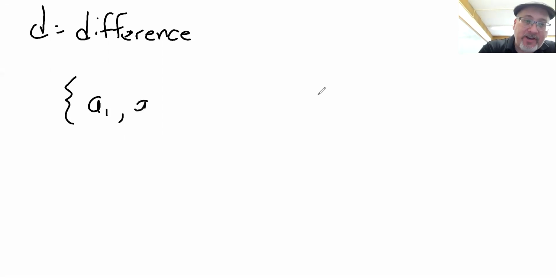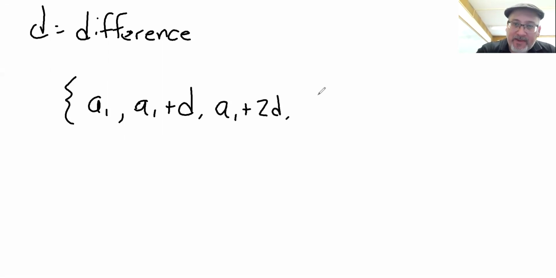So how would I get to the next term? By adding D to the first term. And how would I get to the third term? By adding D to the second term. So if we add another D, we get A1 plus 2D. And then A1 plus 3D. We'll do one more. A1 plus 4D.